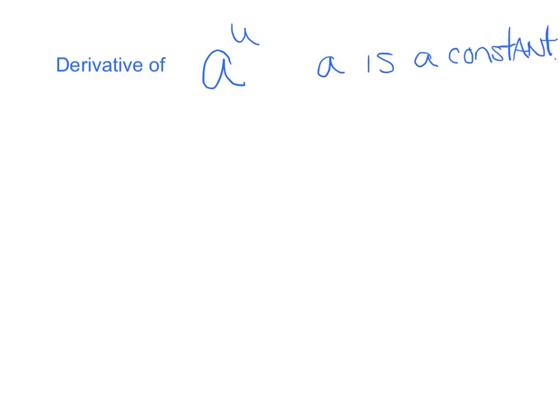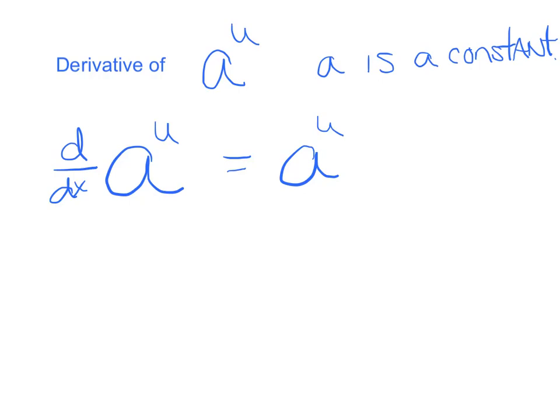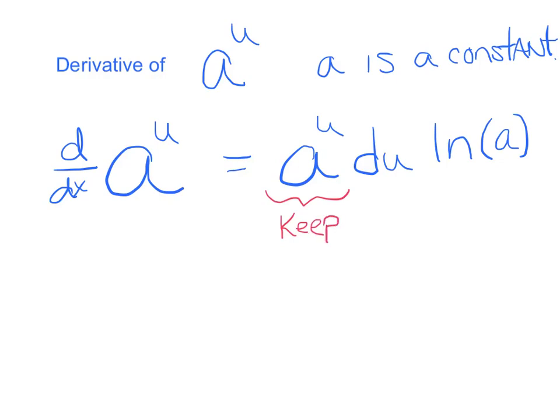Alright, so let's review that definition here. If I have a to the u, and that u can be anything, its derivative is equal to a to the u, so you leave it alone. You take the derivative of u, and then you're going to take the ln of the base. So let's make a few notes here. Notice this one, you are keeping the exact same. Here you're taking the derivative of whatever you called u, and then again the natural log of the base, not the exponent.